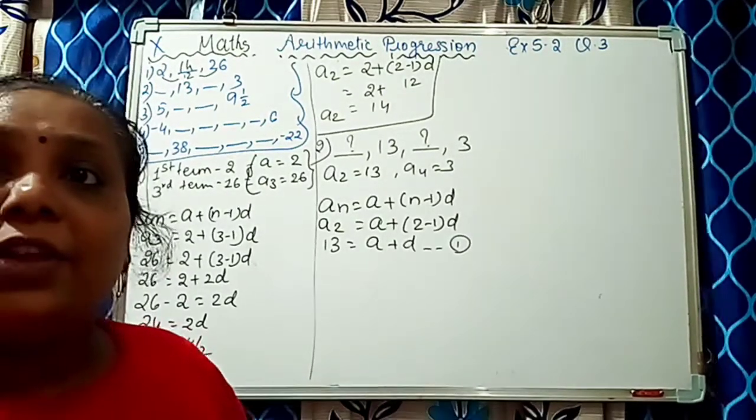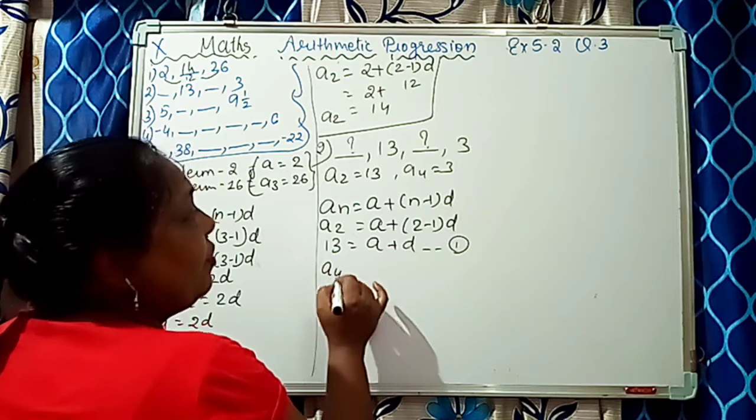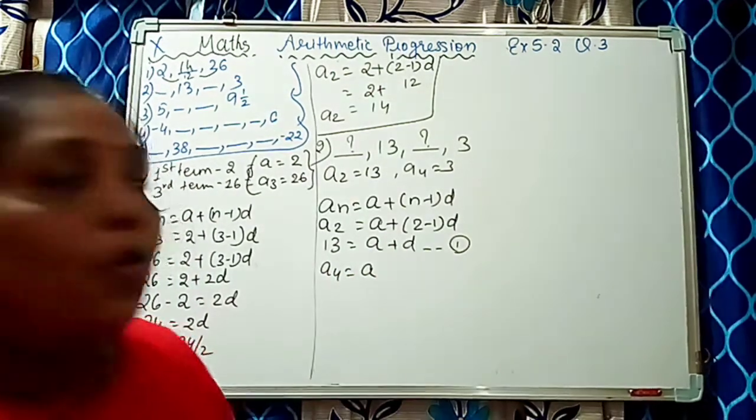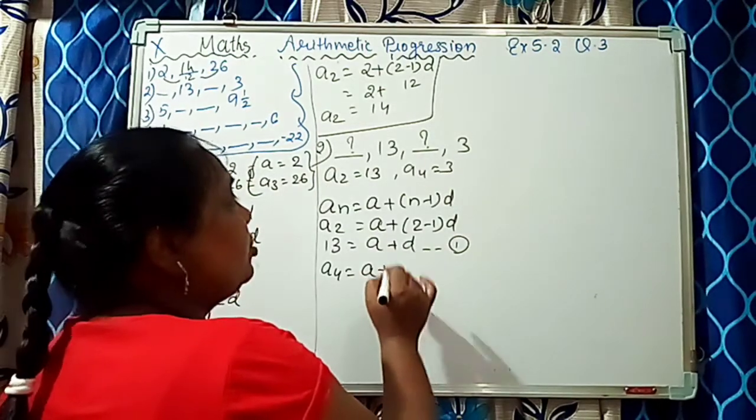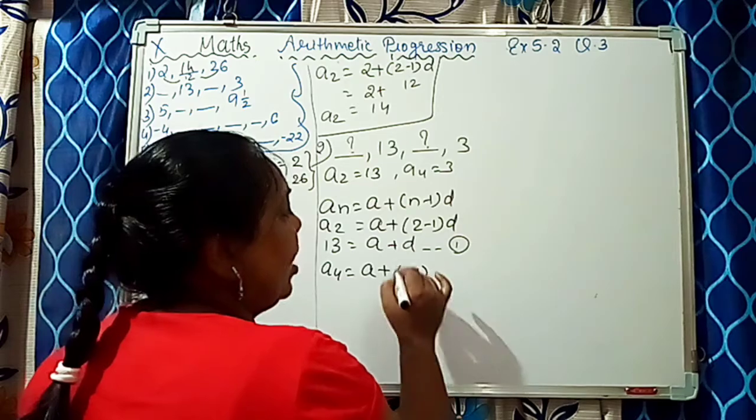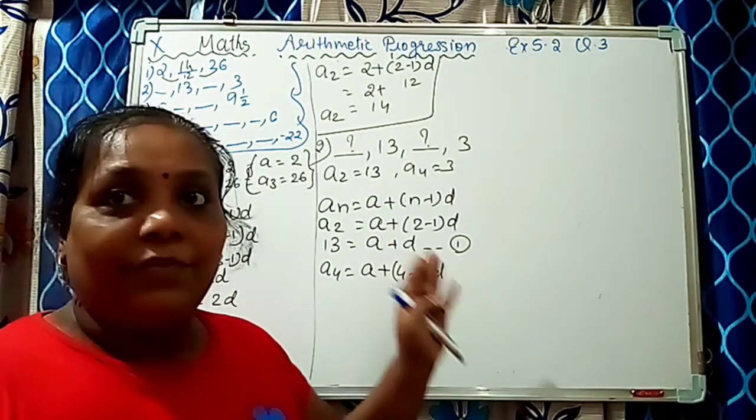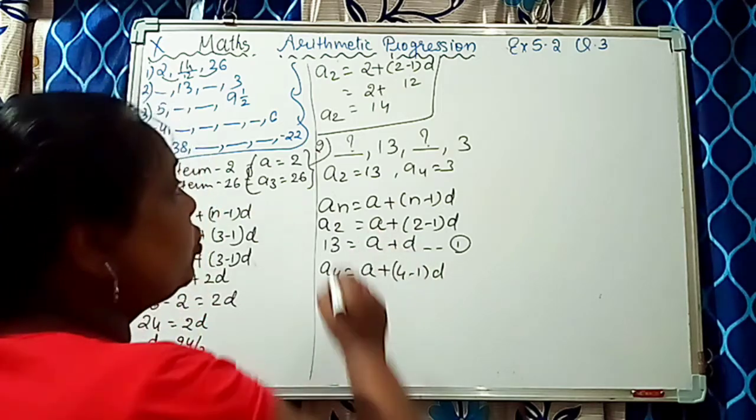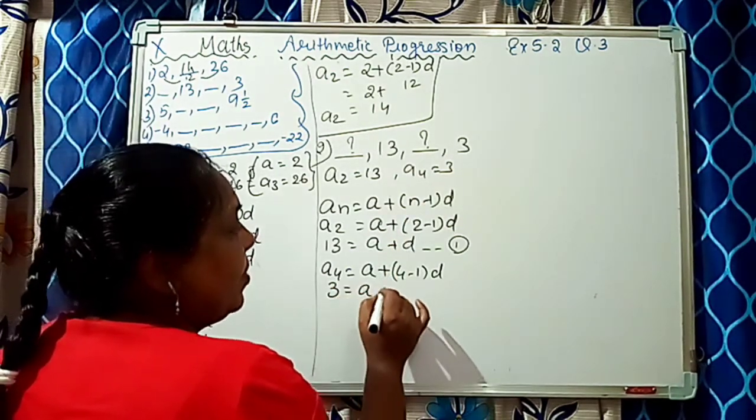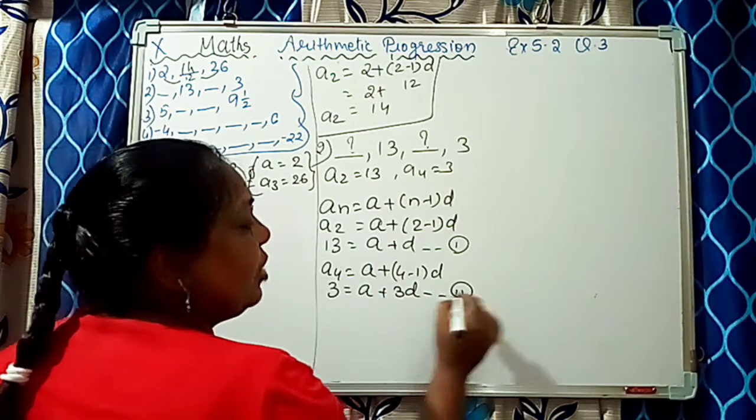Now the second equation, we will find out the A4. Okay, A4 is equal to A, we don't know. A naturally we don't know. And how many terms totally are there? 1, 2, 3, 4. So 4 minus 1 D. Okay, what is our D? We don't know. So what is our A4? That is 3 is equal to A plus 3D. Okay, that is our second equation.